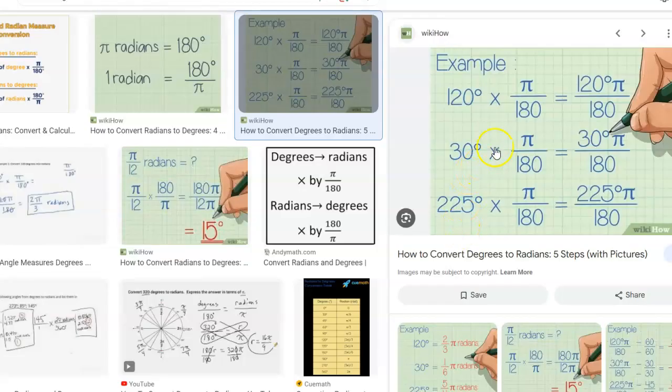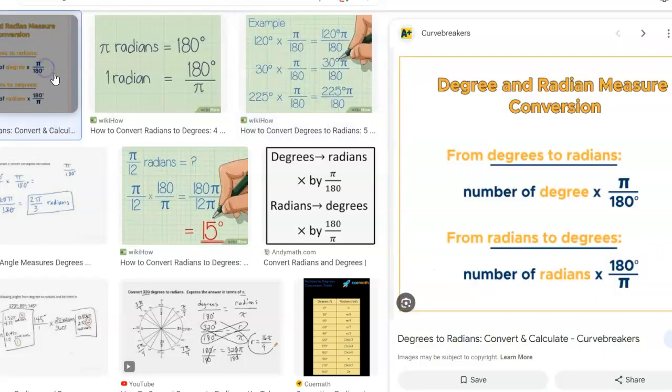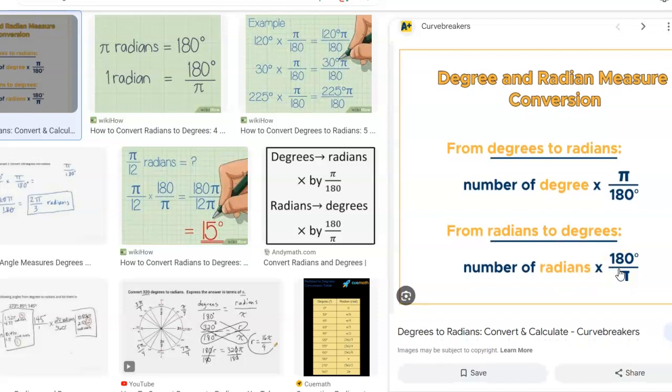So that is the general way we convert from degrees to radians: you multiply by pi over 180, and you want to keep it as a fraction in terms of pi. To go from radians to degrees, you take the number of radians and multiply it by the inverse of that, so 180 over pi. So the pi's would cancel, and multiplying by 180 would get rid of the 180 in the denominator as well.